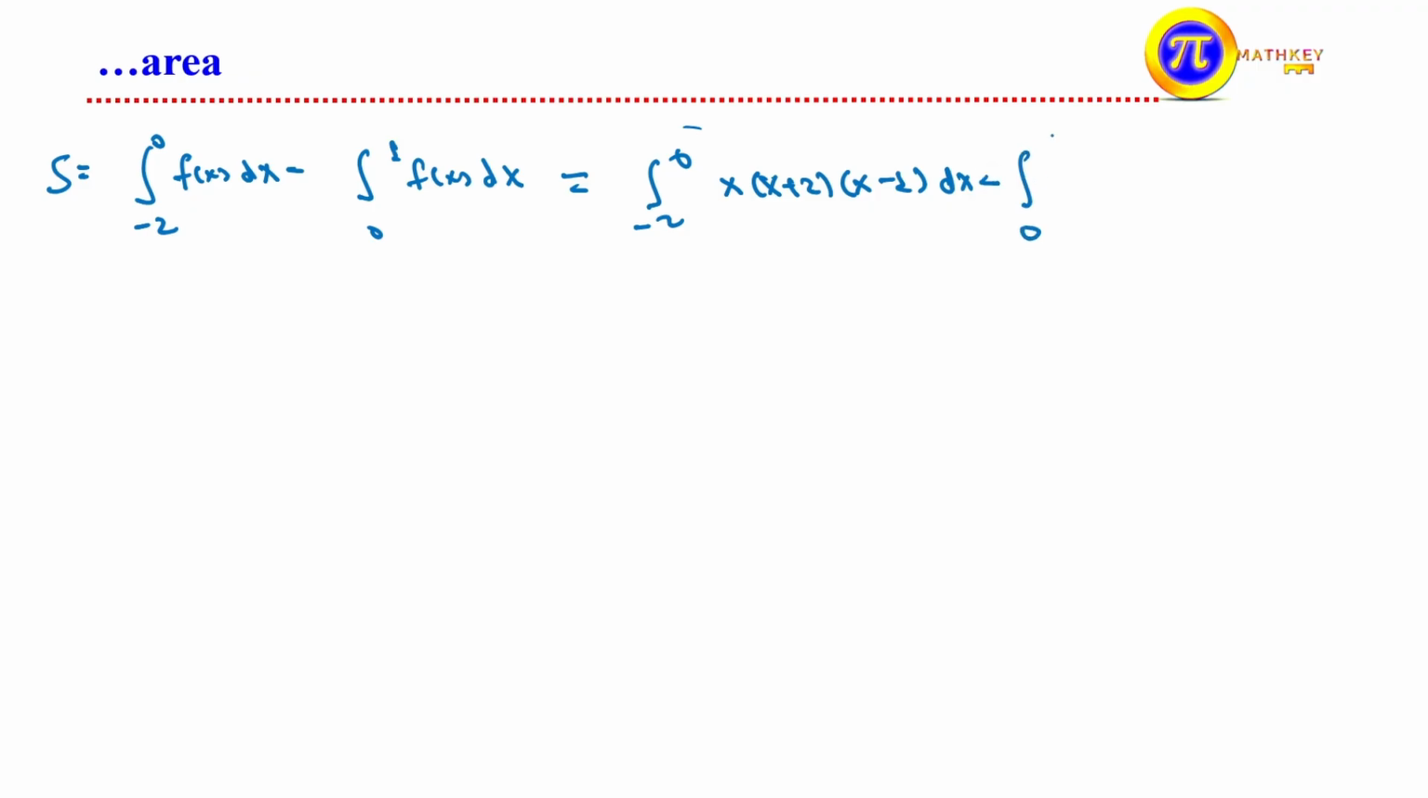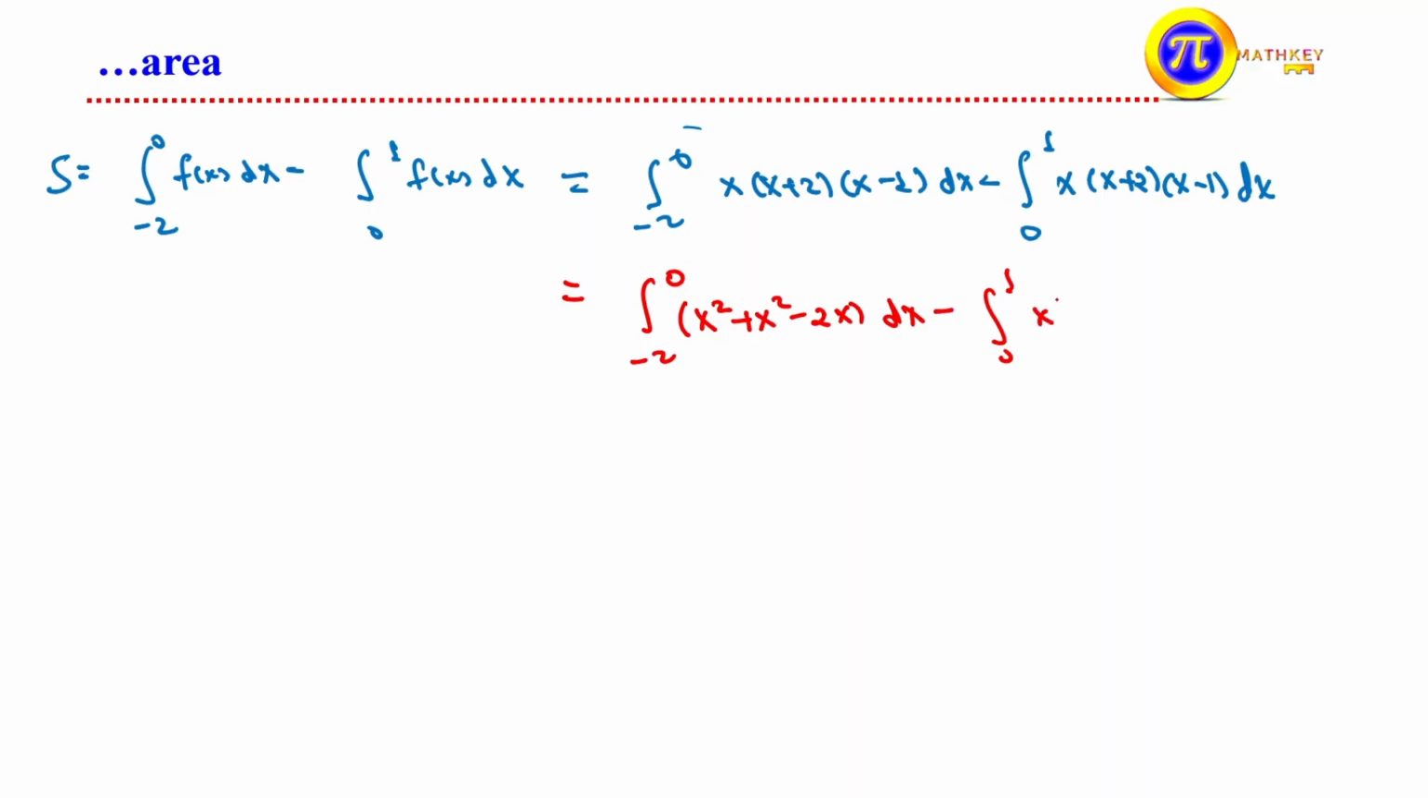So minus the integral from 0 to 1 of x times (x plus 2) times (x minus 1) with respect to x, we integrate. Then the value becomes the integral from -2 to 0 of x cube plus x square minus 2x dx, minus the integral from 0 to 1 of x cube plus x square minus 2x with respect to x. Sorry, this is x cube, not square. The integration of the first one is x to the power of 4 over 4 plus x cube over 3, minus 2x integrated, that is minus x square, from -2 to 0.